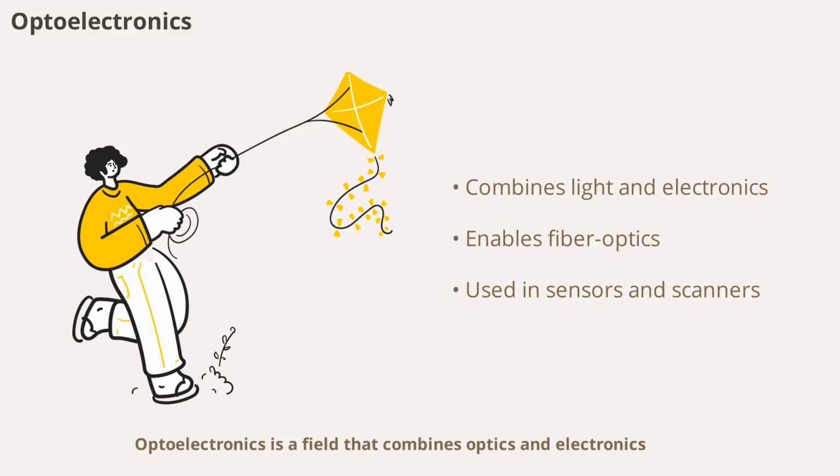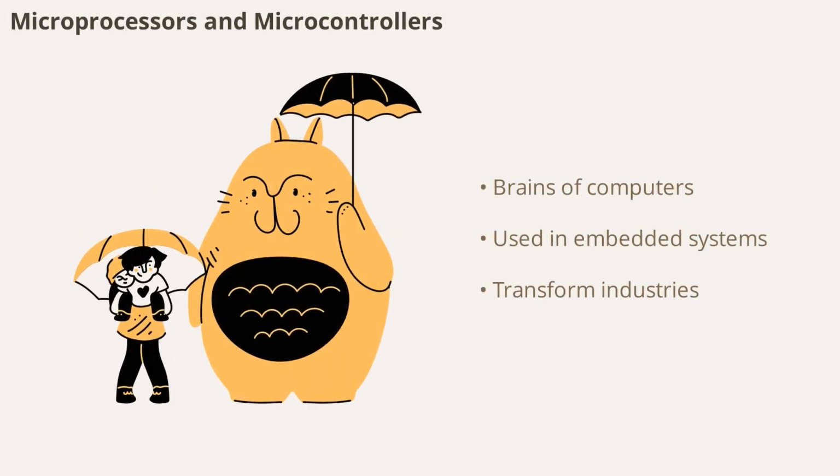Optoelectronics is a field that combines optics and electronics, using semiconductor devices to generate, detect, or control light. LEDs, photodiodes, and laser diodes are key components in this field, enabling technologies like fiber optic communication, barcode scanners, and optical sensors.